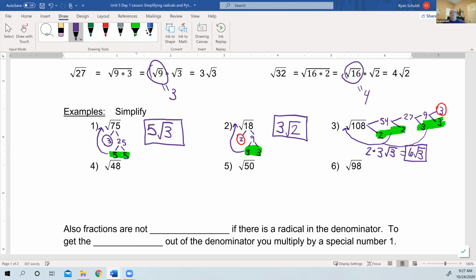Number 4, I'm going to do a shorter way. Let's say you look at 48 and you're like, ooh, I know that. 48, that's 4 times 12. Right on. It is 4 times 12. And then like, ooh, I know 12. 12 is 4 times 3.